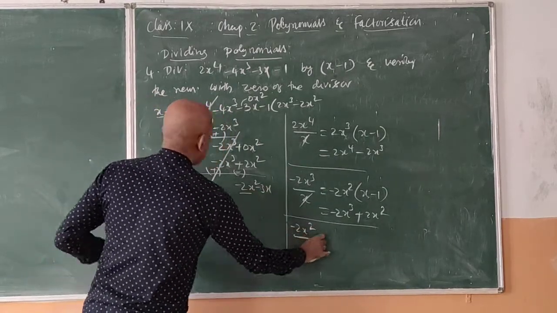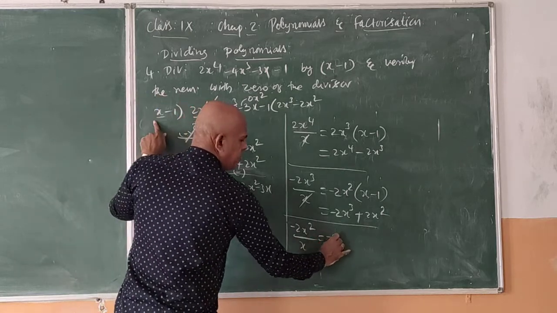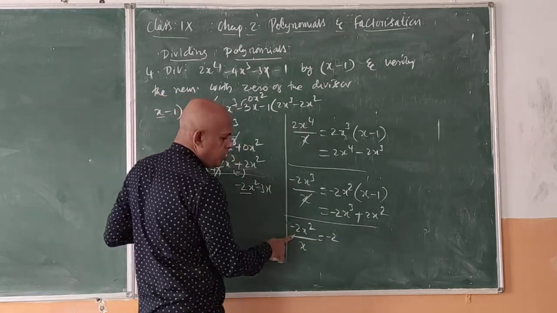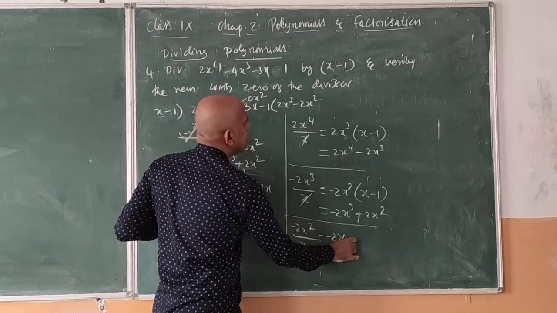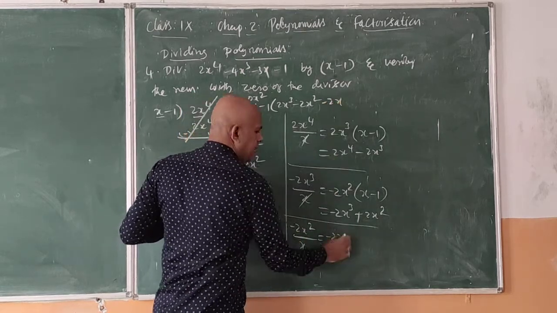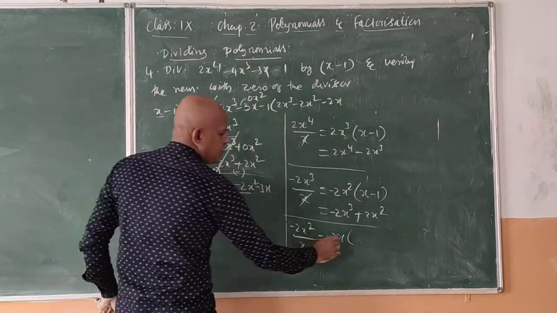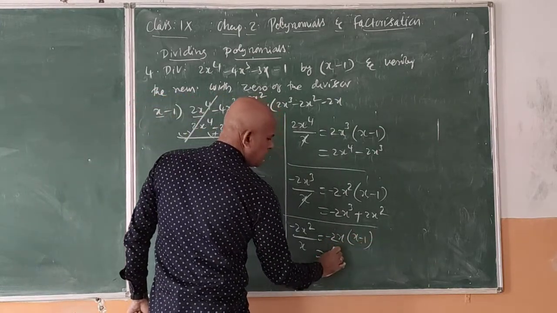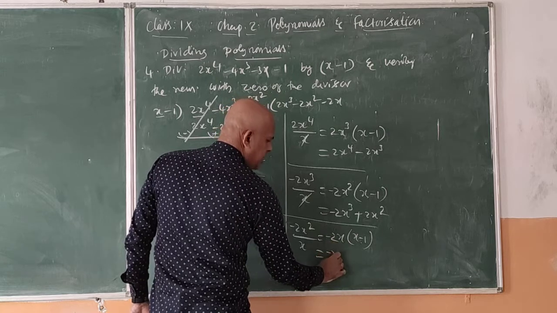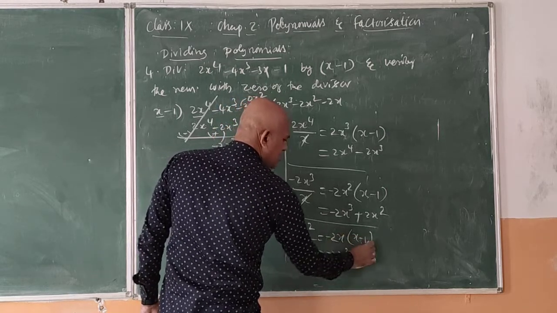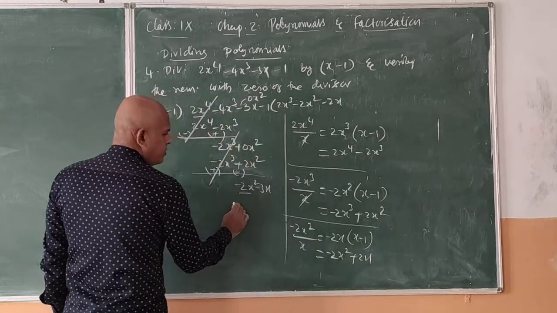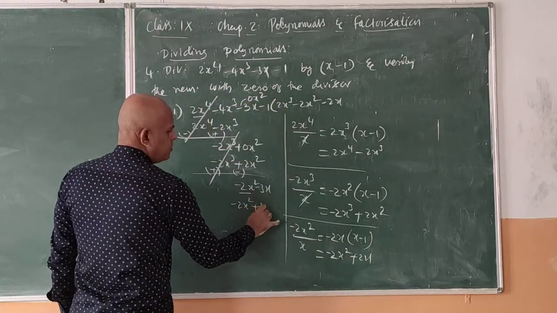Minus 2x square by first term x. Minus 2, because there is no numerator in the denominator, one x gets cancelled. This minus 2x we will write here. It is to be multiplied with x minus 1. That is equal to minus 2 into x into x square, minus into minus plus 2x into 1, 2x. So minus 2x square plus 2x.